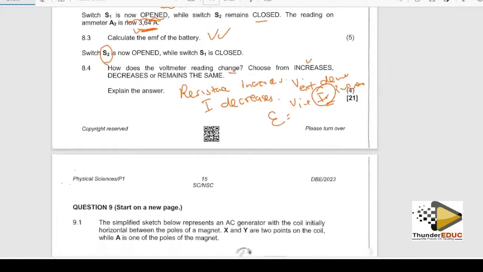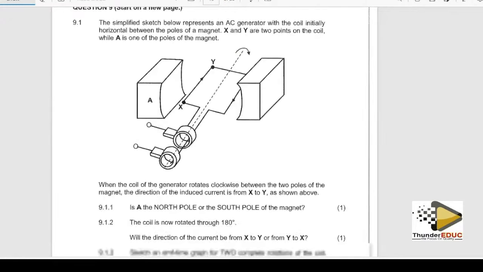Question number 9. They're telling us that the simplified sketch below represents an AC generator. So guys, remember, before we even move forward, motors use the Fleming's left-hand rule before I forget. This is motors. Generators, they use the right-hand rule. Fleming's right-hand rule. Okay, with a coil that was initially horizontal between the poles of the magnet, X and Y are 2 points on the coil, A is one of the poles of the magnet.